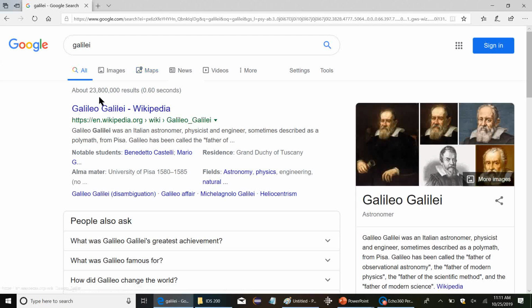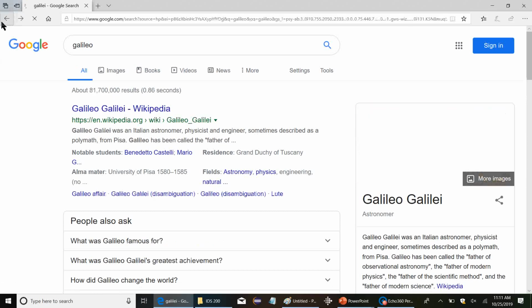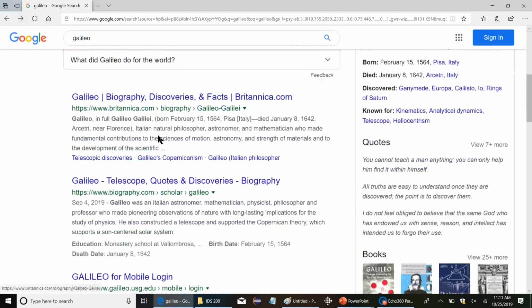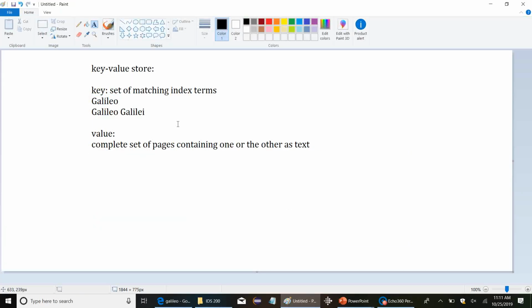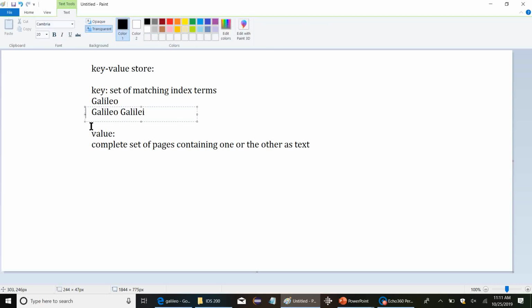I do a more specific one, 23,800,000, right? Because this is more referring to the guy, whereas this is kind of a catch-all that could include other things, a lot of things like, here we see things named after him, for example. Okay? So, in principle, the key should be one thing, but sometimes there's a lot of overlap.